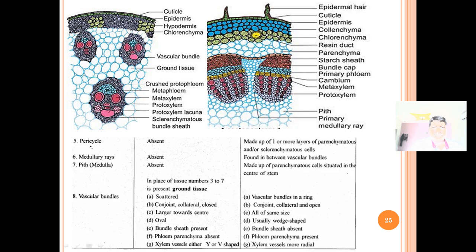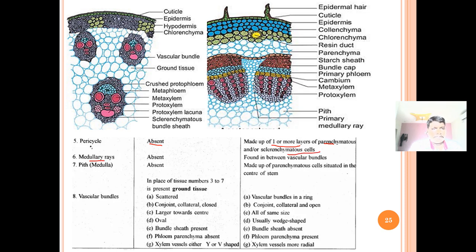The next, the pericycle. In monocot, pericycle is absent. That's why lateral roots are not produced here. But in dicot, one to more layers of pericycle are present. This is the stem, so I extremely apologize. Pericycle is absent in monocot. If it is present, it is made up of parenchyma and sclerenchymatous cells.